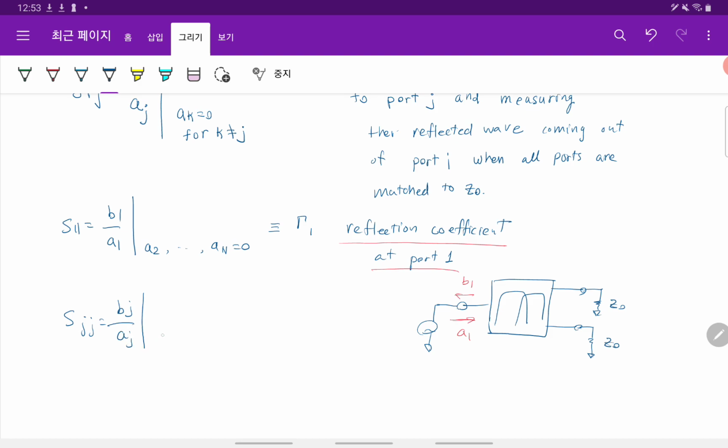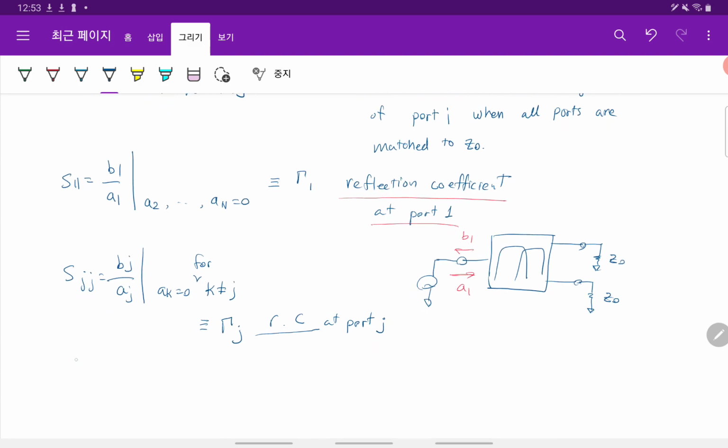So Ak should be 0 for k not j, right? So this is the reflection coefficient at port j, right? And S21 is also a very important parameter. So B2 is S21 A1, with Ak 0 for k not 1.